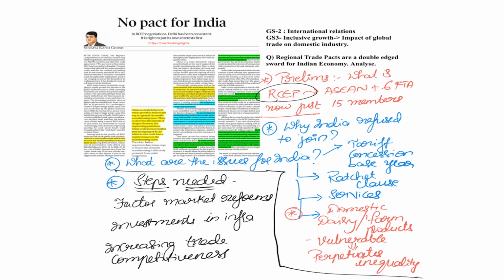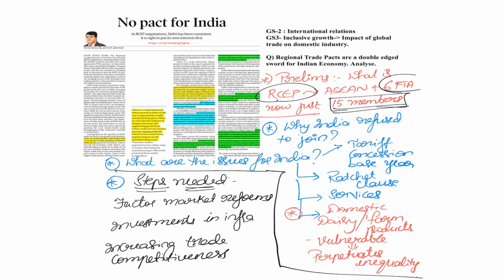It is a free trade agreement between the 10 ASEAN members and its free trade agreement partners. Now with the withdrawal of India, there are only 15 members. You have to learn who these 15 members are and remember them for your prelims examination. Also, you have to know what the 7 stages of economic integration are. This is also important for the prelims exam.